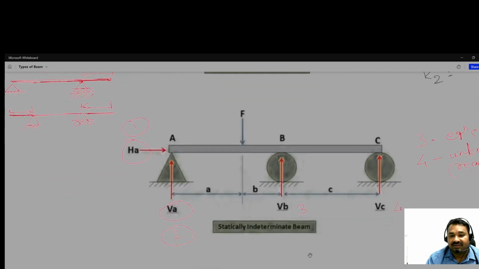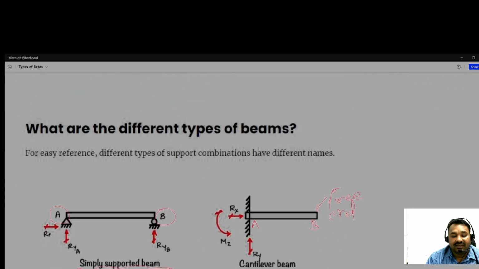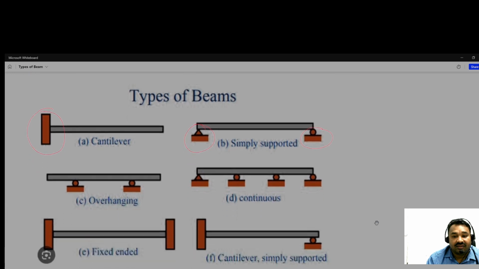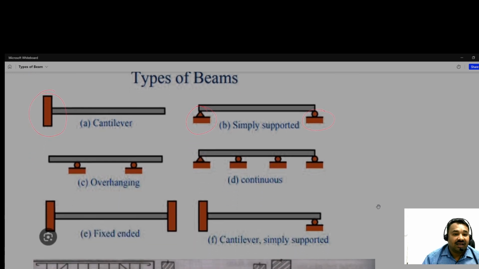Now next, the same coming to the, this I am repeating again and again so that one can remember. ठीक है, this is overhanging and continuous beam. So how many supports are there? 1, 2, 3, 4. So more supports are there.